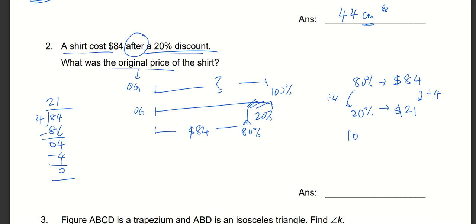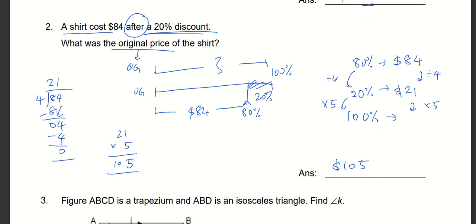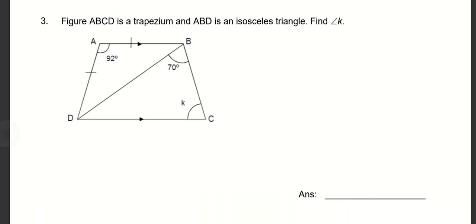So I want to get to this original price, that's 100%. I'll multiply by 5. So 21 times 5 is $105. Okay, so that's the percentage question. Let's look at the geometry question now.